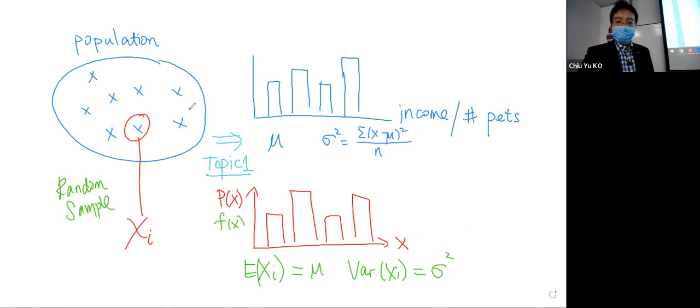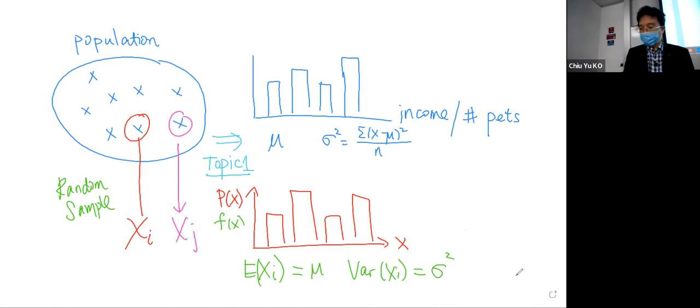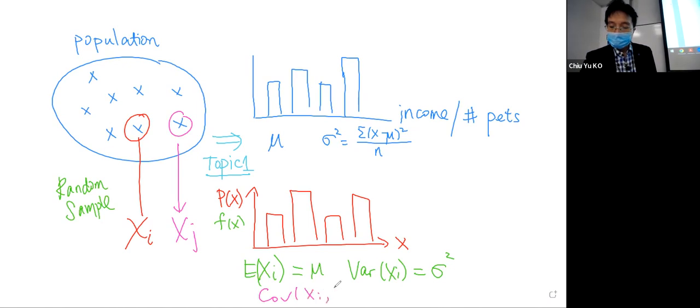And if you draw another one with the same idea, Xj will follow the same pattern. Each random sample will have the same mean, mu, and variance, sigma square. And if you compare the two, because it is a simple random sample, the covariance between them is 0. So it means that they're independent. That would be the meaning of simple random sample.